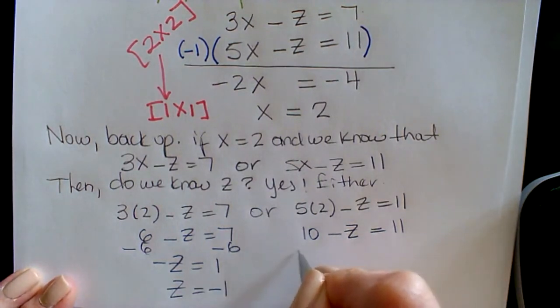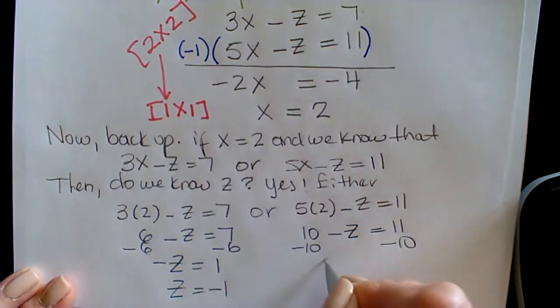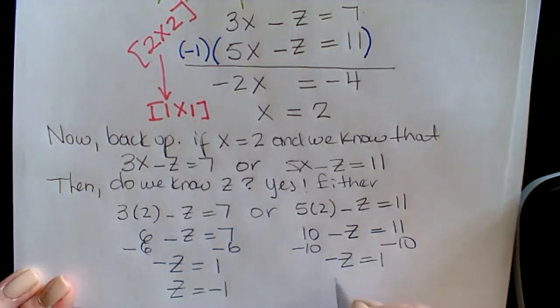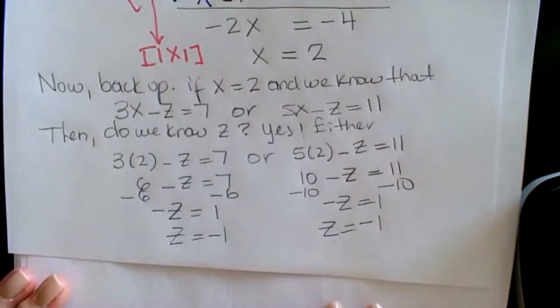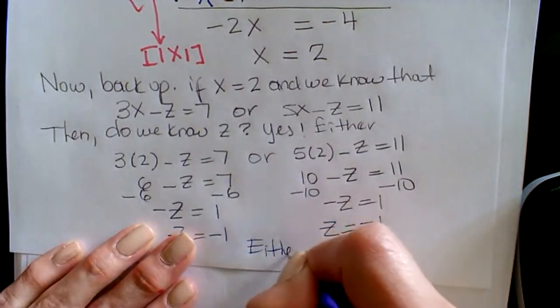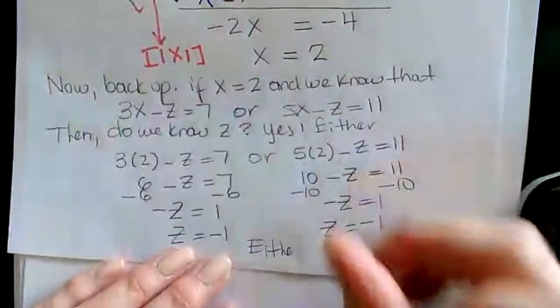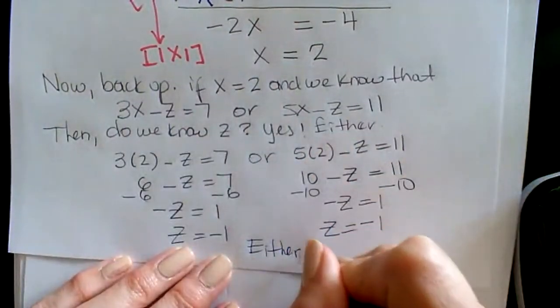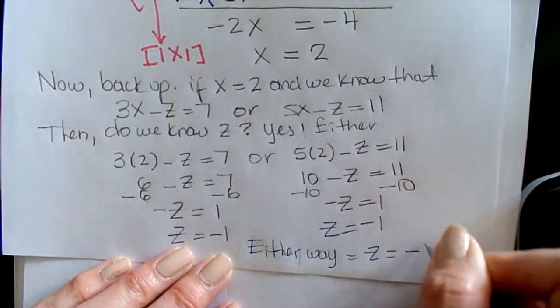And here we'll do the same thing. And this is going to be equal to 1 and z equals to negative 1. So either way is negative 1. Z is equal to negative 1.